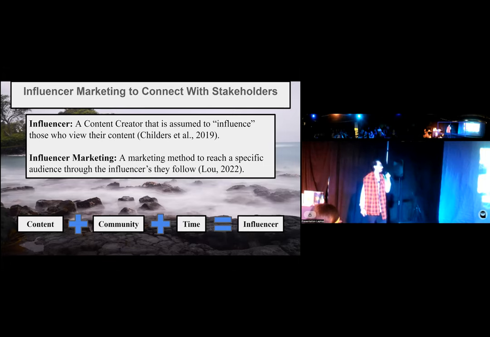So to test that, we wanted to see if influencer marketing could be used to connect with specific stakeholder groups, and quickly make everybody a professional on social media marketing. An influencer is simply a content creator, someone that creates and posts online content that is assumed to have some level of influence with the community that engages with their content. Influencer marketing is a specific marketing method to reach a specific audience through those influencers. So if you post content online and build a community around that content and spend time with them, you can be assumed to have some level of influence with the people you engage with and be called an influencer.